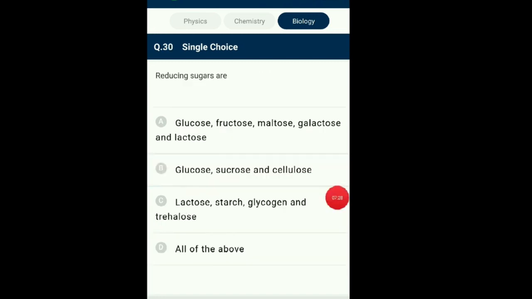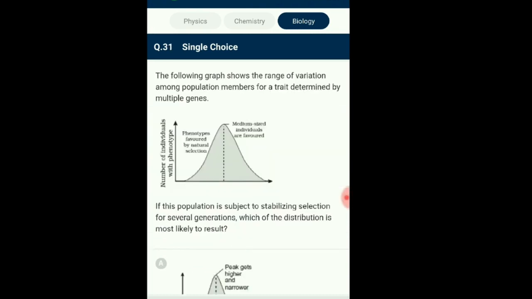Question number 30. Reducing sugars are the ones that have a free aldehyde or free ketone group. Monosaccharides are reducing sugars. Glucose, fructose, maltose, galactose, and lactose are reducing in nature. Cellulose, starch, glycogen, and trehalose are non-reducing polysaccharides. So the answer for this question is option A, glucose, fructose, maltose, galactose, and lactose.